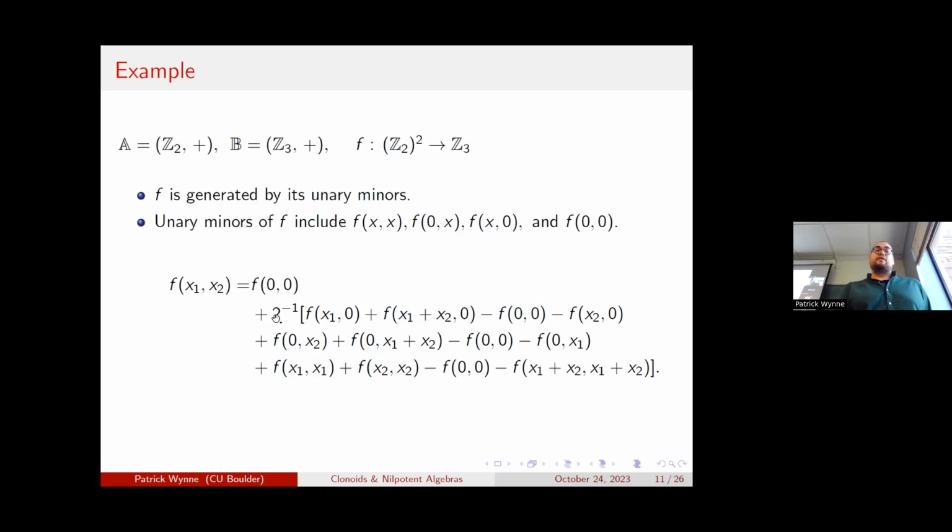I just wanted to stress the importance that A and B are actually of coprime order. So 2 is invertible inside of Z3. And one thing to note about this equation here is that it holds independently of our choice of F. So nothing about this generation of F from its unary minors depends on our actual function F.